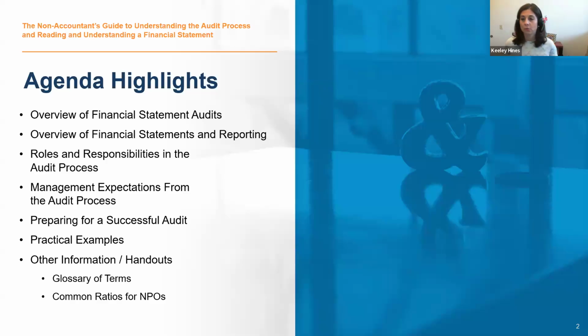So today what we'll do is we're going to go over the process and what's involved in a financial statement audit. We're going to talk about the financial statements and reporting, so the different elements that you can expect to see when provided a financial statement. We're going to talk about the different roles and responsibilities in that audit process. So what does the board do? What does management do? What does the auditor do?